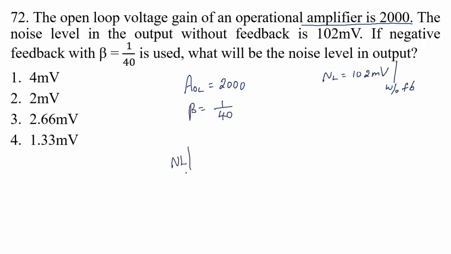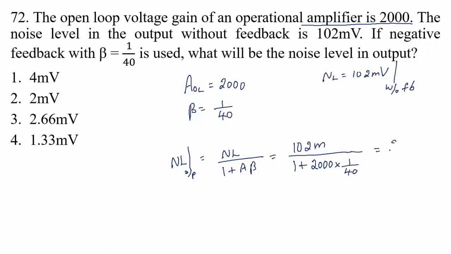So the noise level at output is given by the open loop noise level divided by 1 plus A beta, which is equal to 102 millivolt divided by 1 plus, A_OL which is 2000, into beta, which is 1 divided by 40. So what you will be getting is 2 millivolt, and the corresponding option is option 2 is correct.